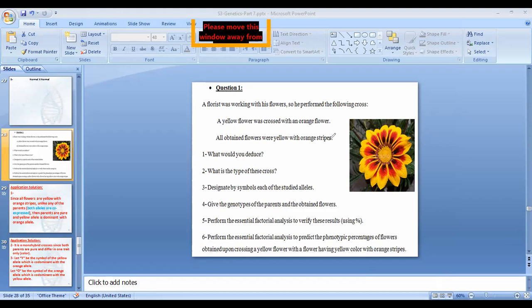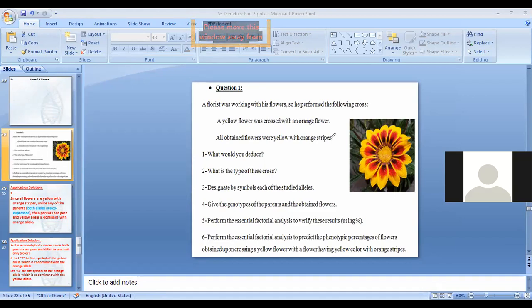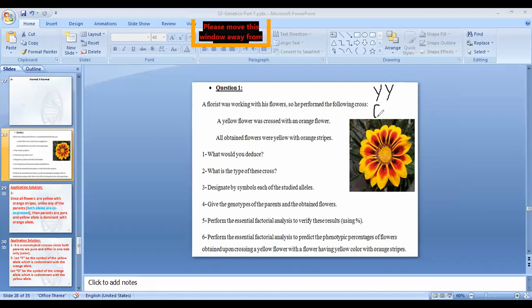Great, great. Yes, Mira. What is the genotype of the yellow flower? We gave the symbol Y capital for the yellow, and orange we gave it O capital. So it's Y capital, Y capital. Very good. Why? Because the parents are pure. So the yellow should be YY, while the orange is, Mina? It's OO. Oh, very good.